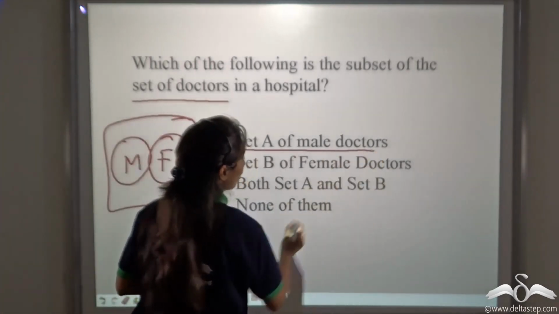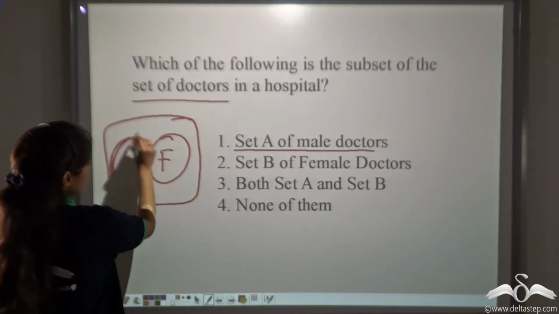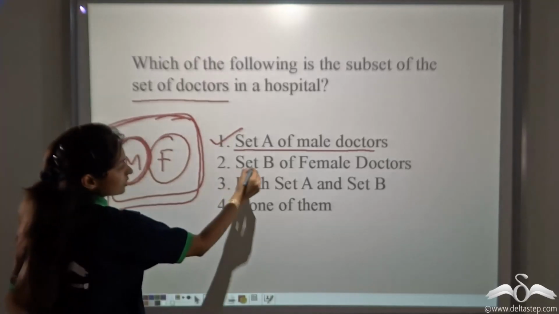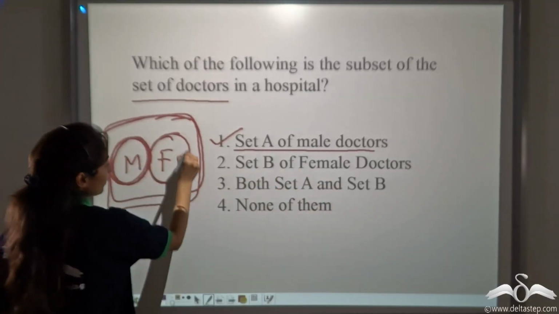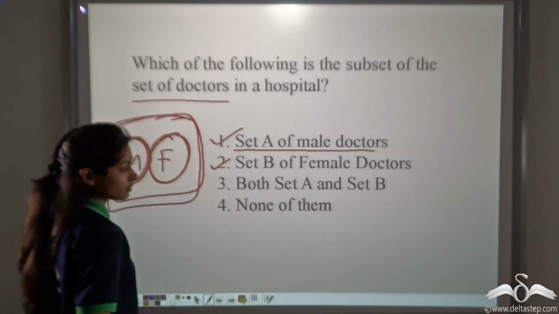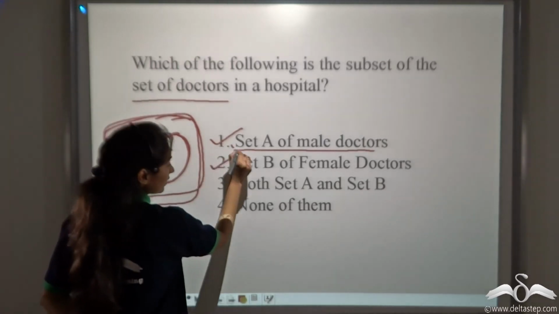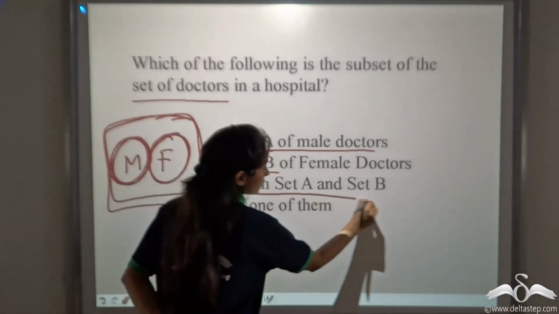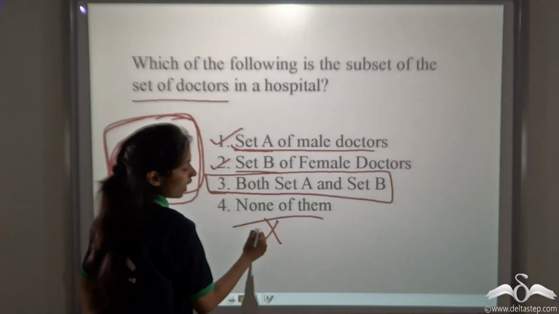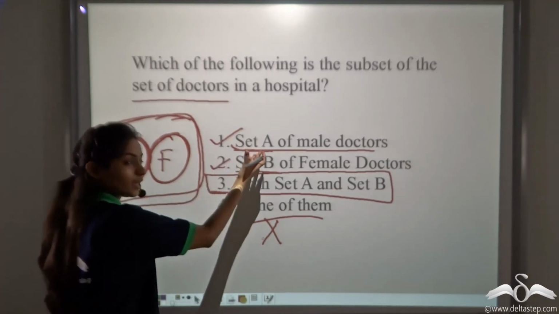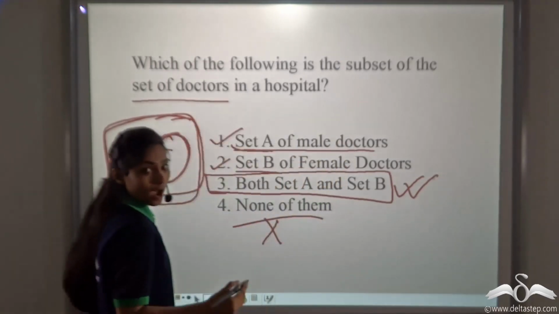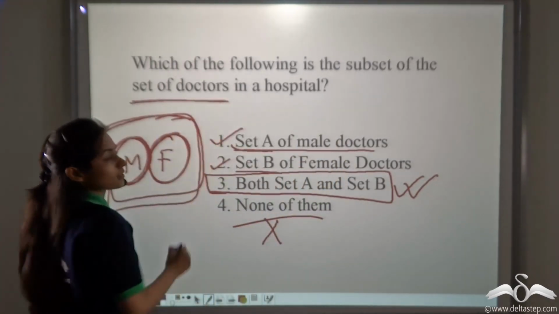So set A of male doctors. This is a subset of this set. So this is a subset. Now set B of female doctors. Now set of female doctors is a set of doctors in the hospital. So this is also a subset. So what do we get? That both set A and set B are subsets of set of doctors in the hospital. Well, none of them is not true, as the set of doctors is completely made of male doctors and female doctors. So what do we get the answer as? Both set A and B are the subsets of the set of doctors in the hospital.